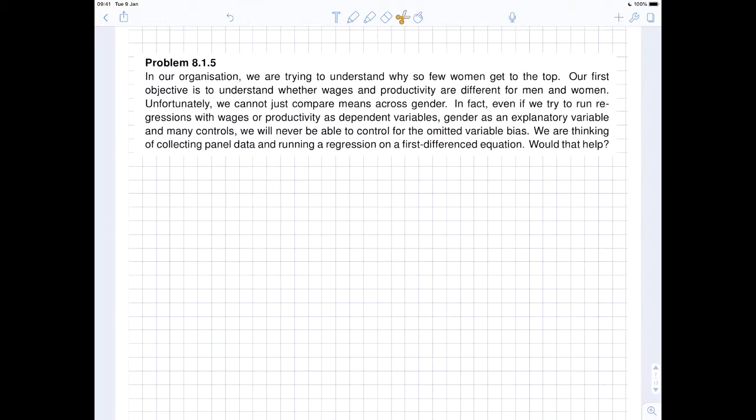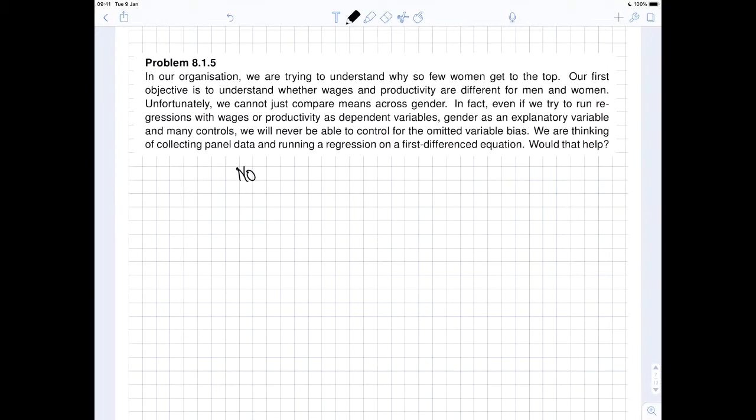So in this particular thing, what we are trying to do is figure out the effect of gender on, I don't know, wages, for example. But gender doesn't change over time. And that's the problem. So first differencing or individual fixed effects are not going to work here. Would that help? You could say a quick and big no, as gender does not vary over time.